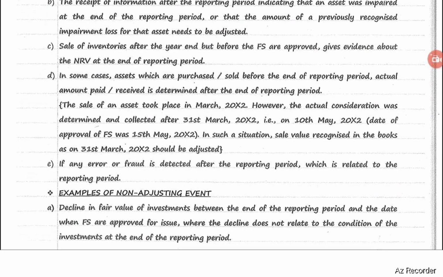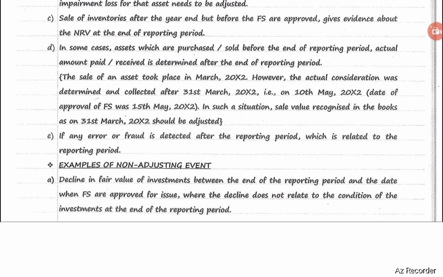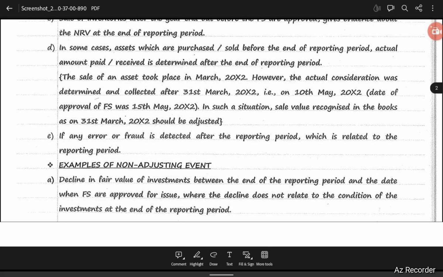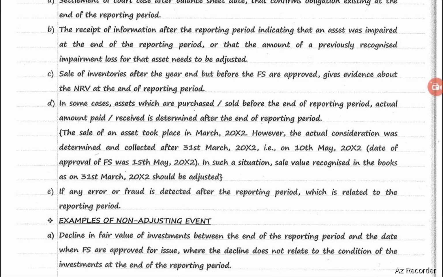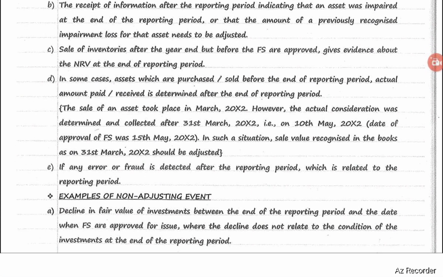In some cases, assets which are purchased are sold before the end of the reporting period. Actual amount paid or received is determined after the end of the reporting period. For example, the sale of an asset took place in March 2022. However, the actual consideration was determined and collected after 31st March 2022, that is on 10th May 2022. The date of approval of financial statements was 15th May 2022. In such a situation, sale value recognized in the books as on 31st March 2022 needs to be adjusted.